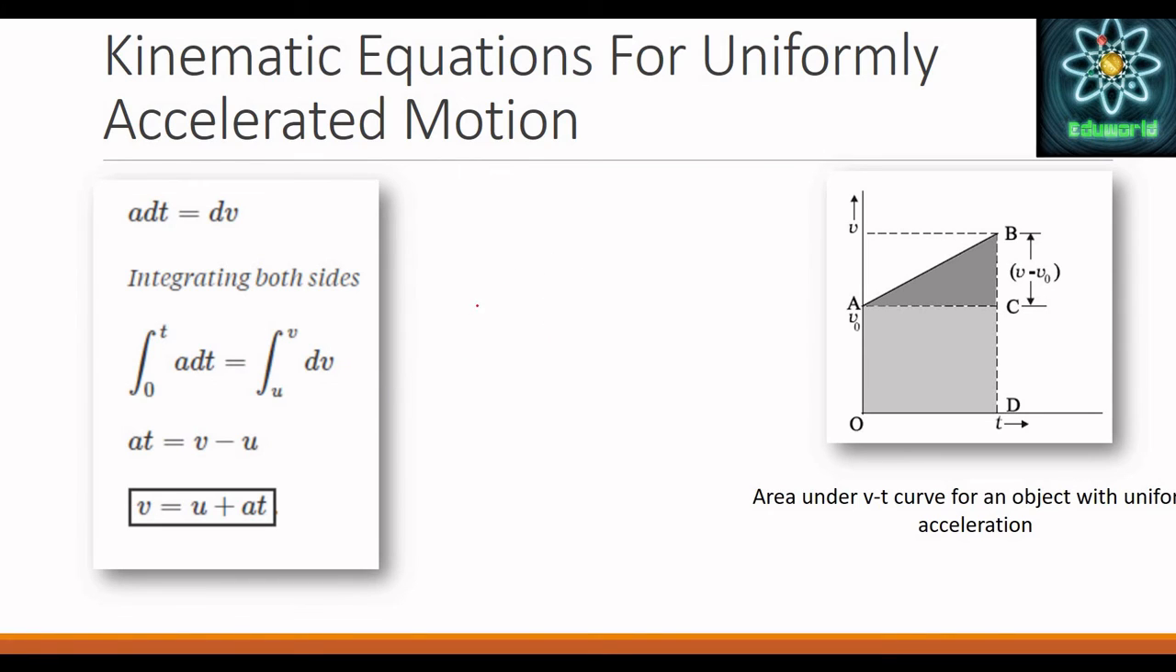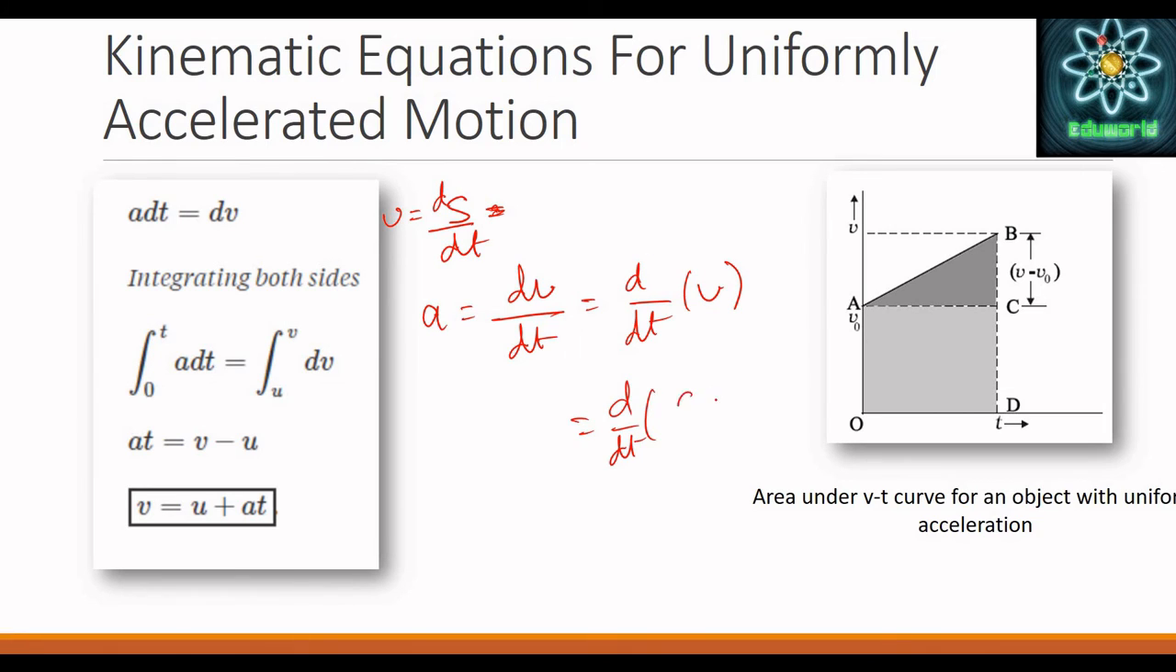Next is acceleration. What is acceleration? Here we will show you some tricky part. v is equal to ds/dt, the rate of change of displacement with respect to time, and acceleration is the rate of change of velocity with respect to time. So d/dt of v, and v is ds/dt, so d/dt of ds/dt, and that will be simply d2s/dt2.